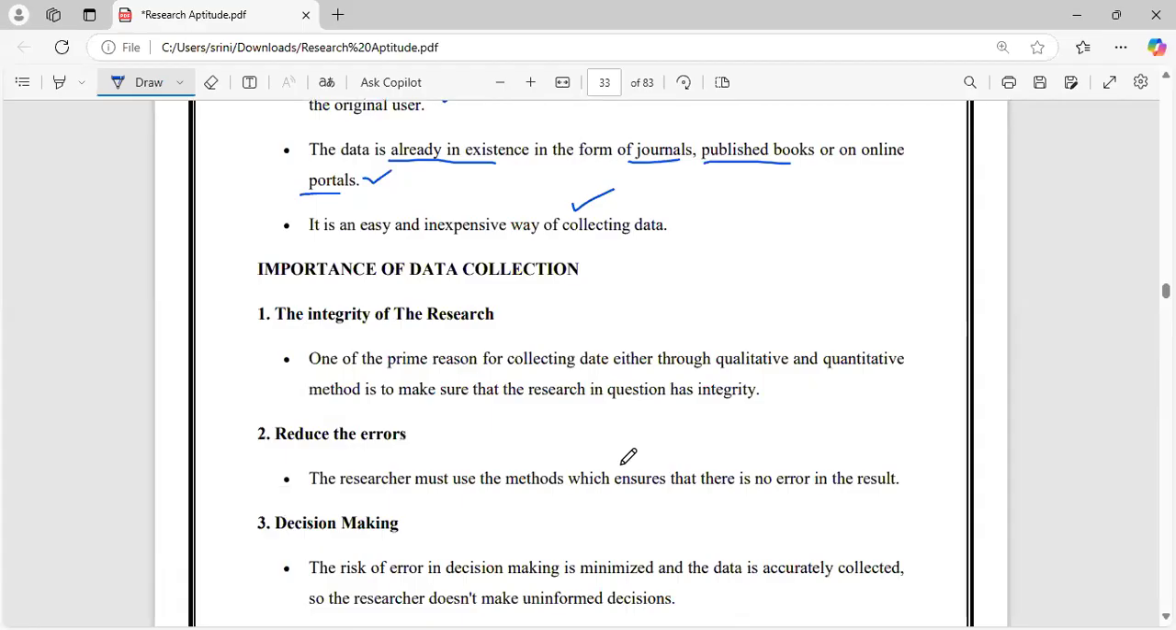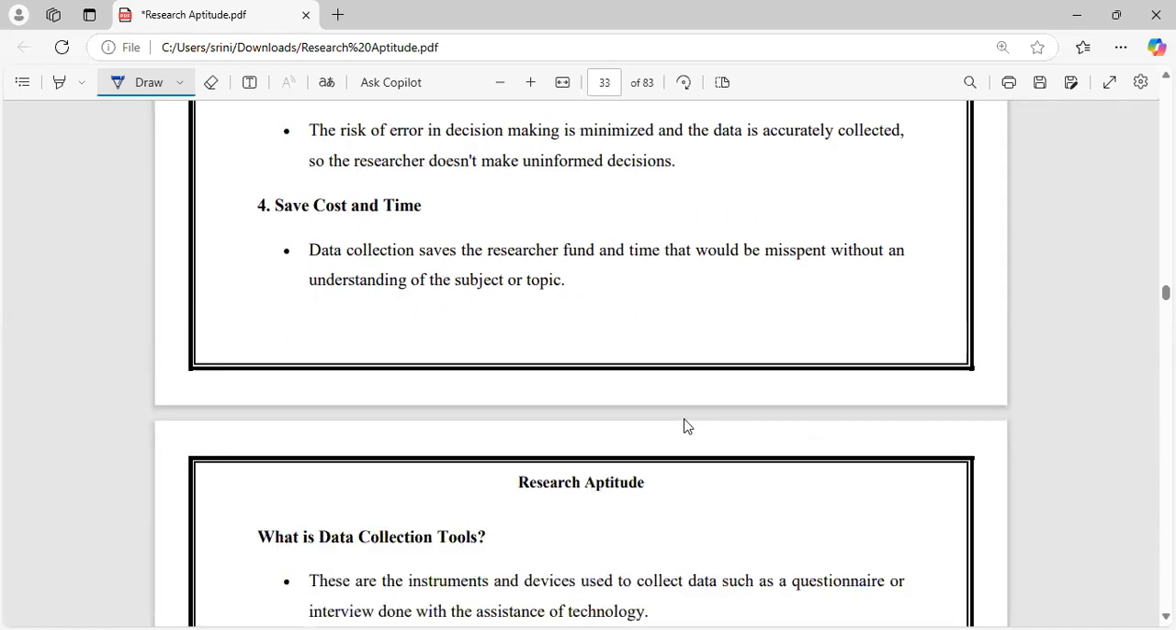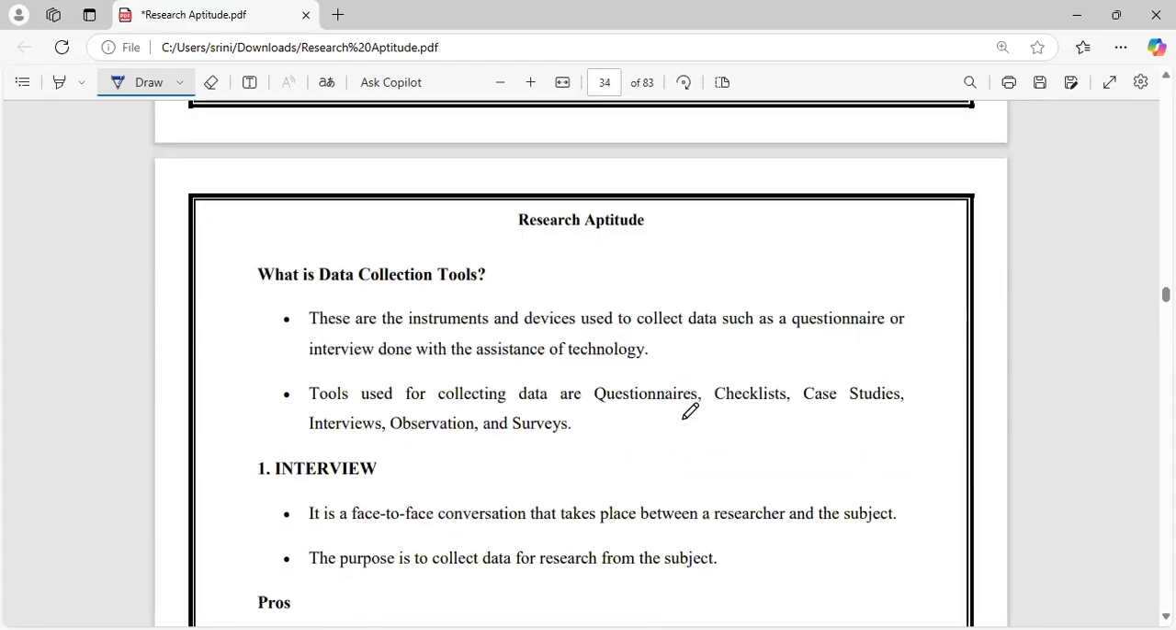Importance of data collection includes the integrity of the research. The prime reason for collecting data, through either qualitative or quantitative methods, is to make sure the research in question has integrity, and it can reduce errors in forming hypotheses and in the basic understanding of the problem. The risk of error in decision making is minimized when the data is accurately collected, so the researcher doesn't make any uninformed decisions. It saves time and cost.